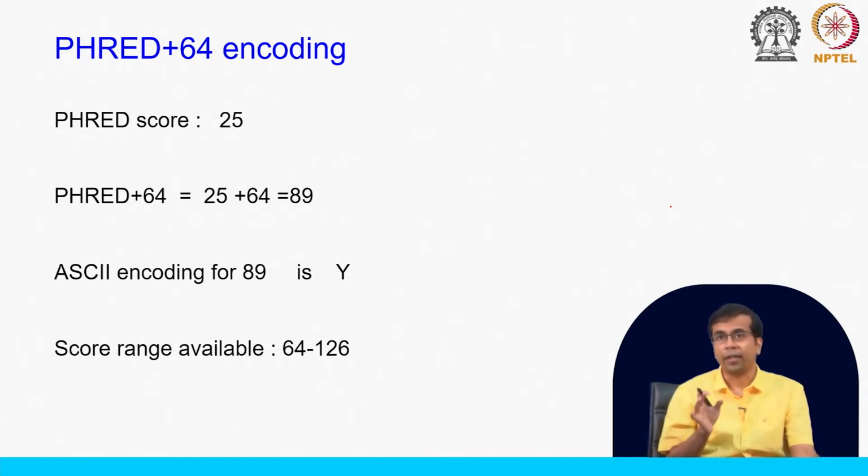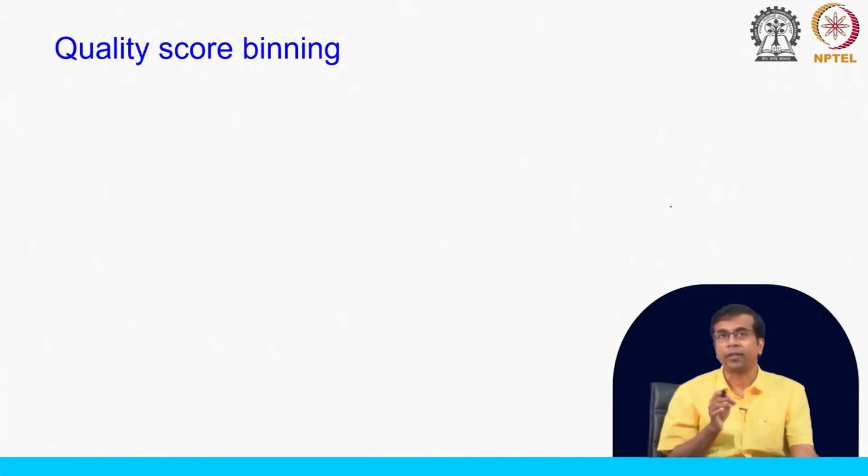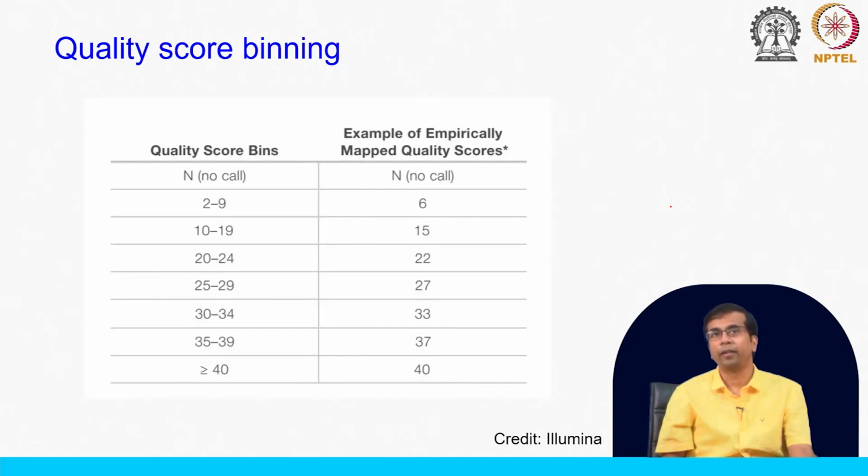Now we understand how this encoding works, and we can figure out what the actual Q value is if we know the encoding. Now, there is something else that is also added along with this encoding. What Illumina does now is something called quality score binning.